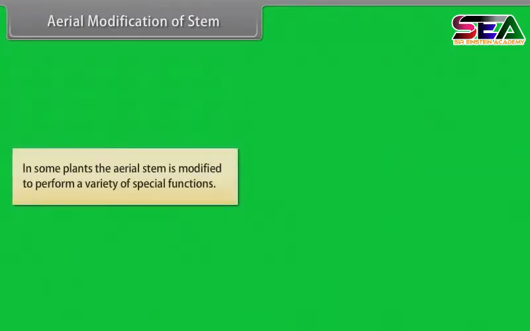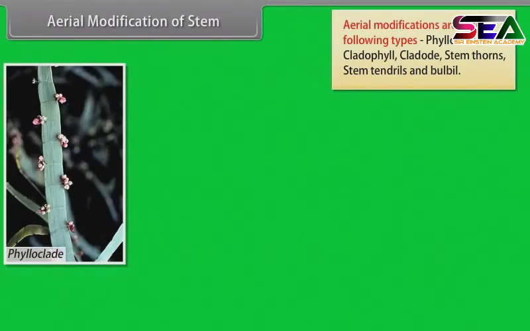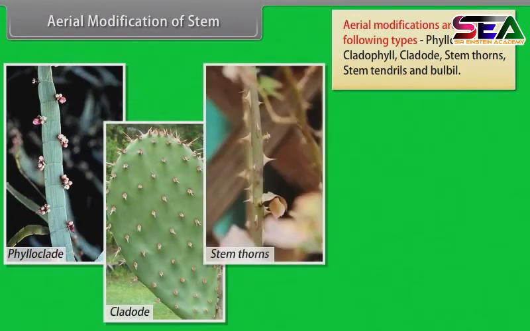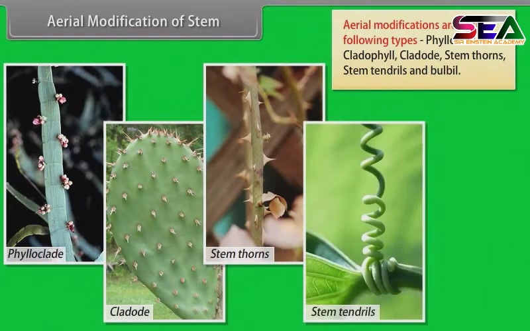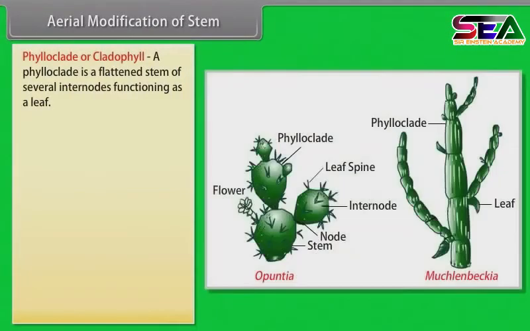Aerial modification of stem. In some plants, the aerial stem is modified to perform a variety of special functions. Aerial modifications are of the following types: phylloclade or cladophyll, cladode, stem thorns, stem tendrils, and bulbil.